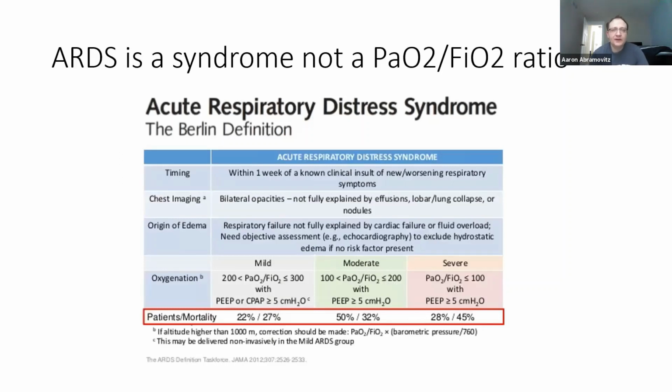So ARDS, here's your Berlin definition that you all know. It is important to know. But remember that ARDS is really a syndrome that can be described in terms of physiologic change. It's not just a PaO2 to FiO2 ratio. And by understanding what's going on physiologically at the cell level, the membrane tissue level, the whole organ level, you can understand what's going on, and it actually helps you treat ARDS and understand what our goals of ventilation are for patients with ARDS.